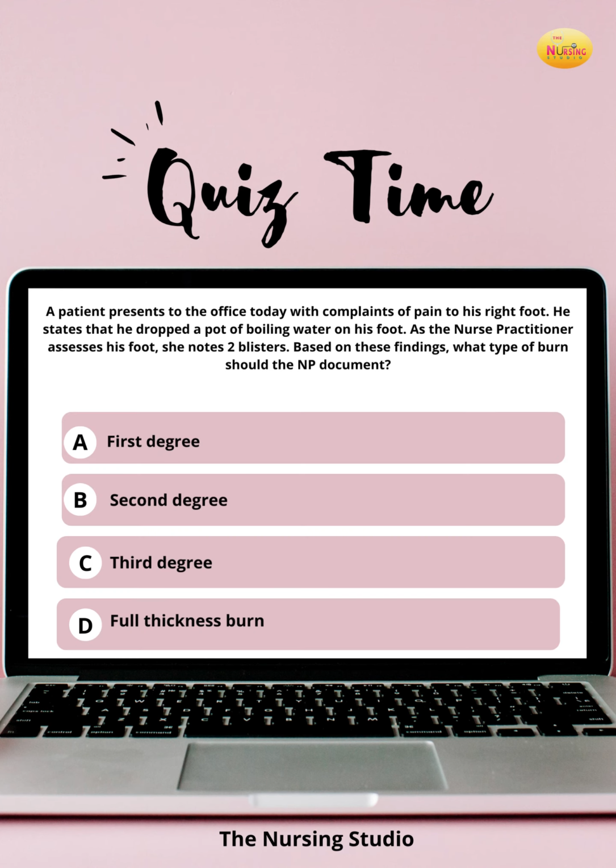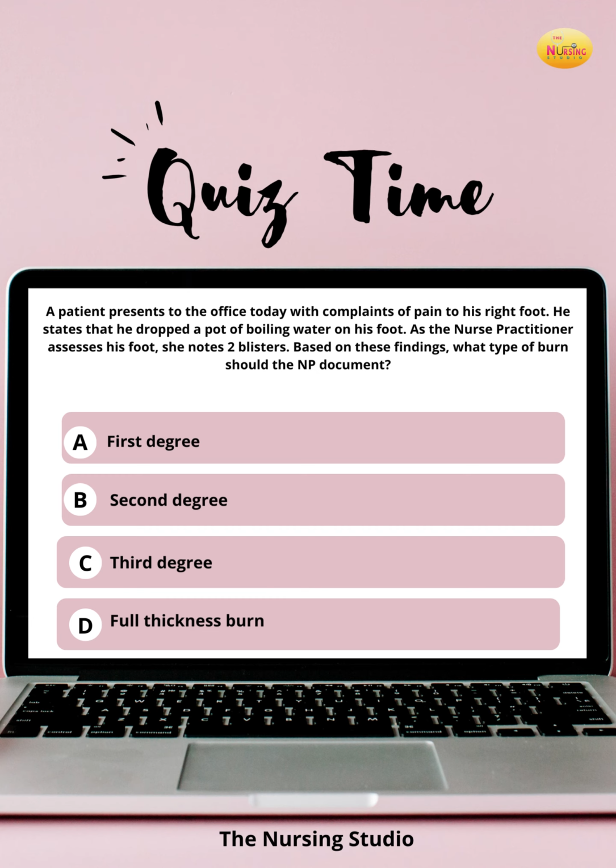Question number 1 states a patient presents to the office today with complaints of pain to his right foot. He states that he dropped a pot of boiling water on his foot. As the nurse practitioner assesses his foot, she notes 2 blisters. Based on these findings, what type of burn should the nurse practitioner document? Is it A, a first degree burn, B, a second degree burn, C, third degree burn, or D, a full thickness burn? Take a moment and tell me what you got in the comments.